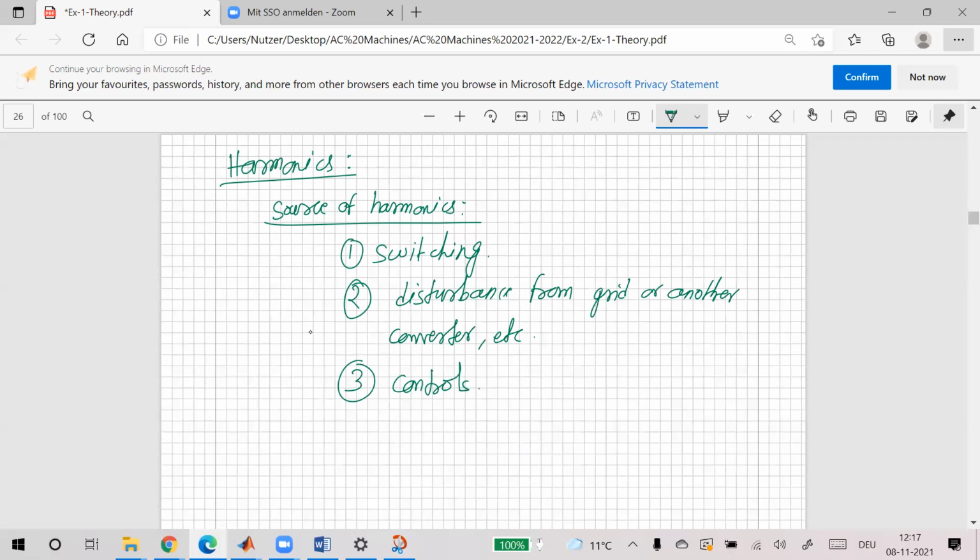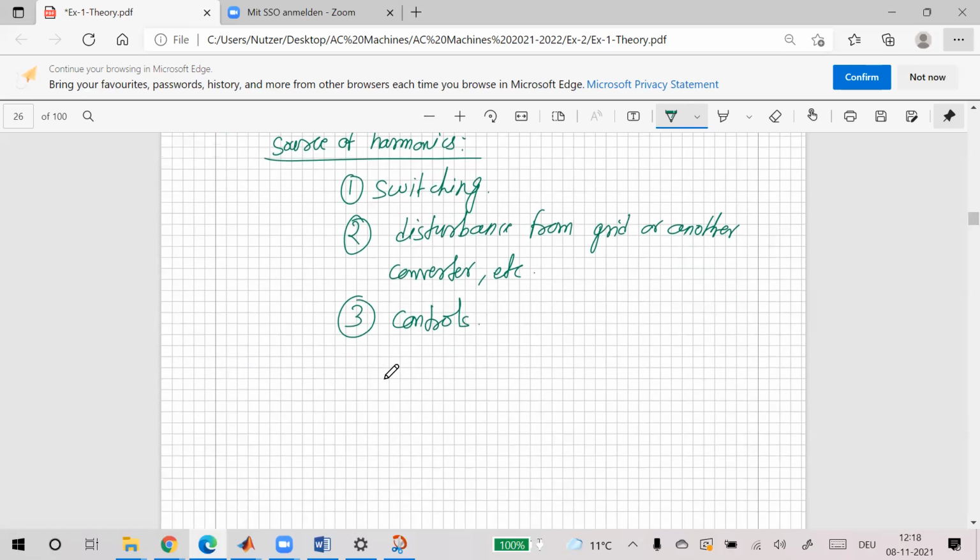Like for example, I'm working on MMC energy balancing, and then I need some harmonics to balance my arm energies, and then I have to purposely generate those harmonics into the system. So these are the sources, and there can be many, but I just want you to know that there are some harmonics in power electronics devices.